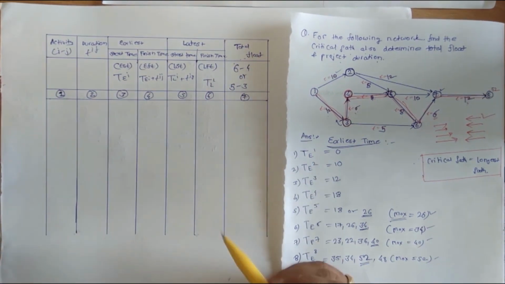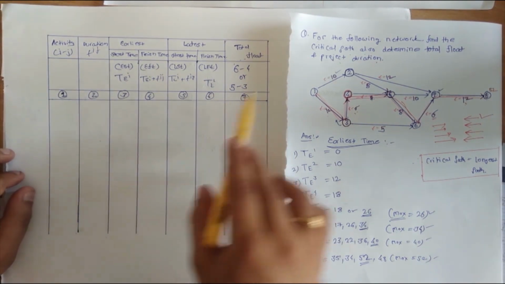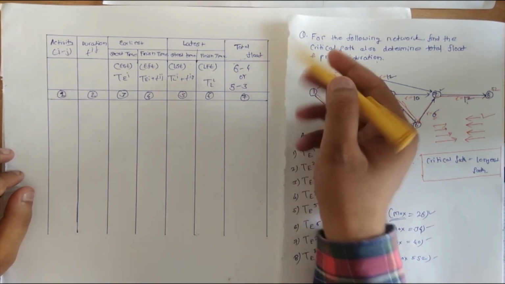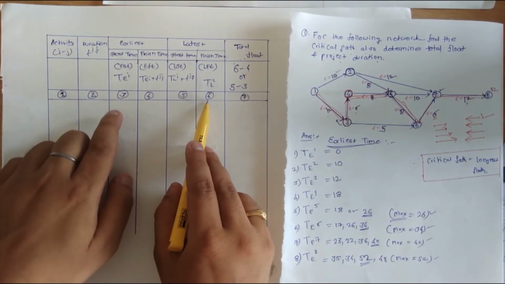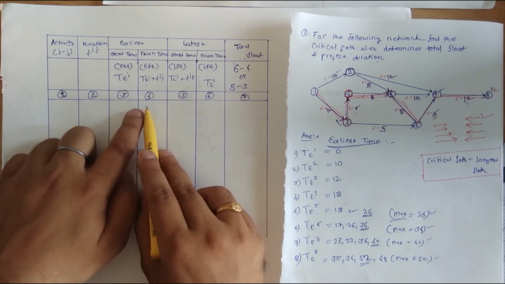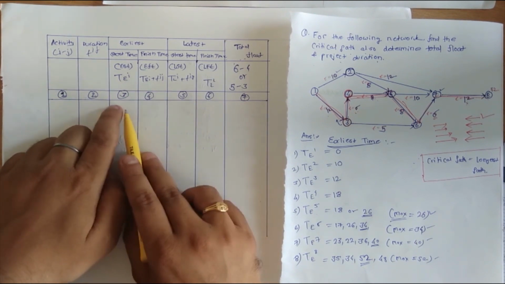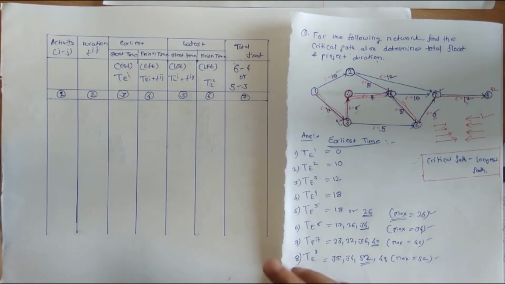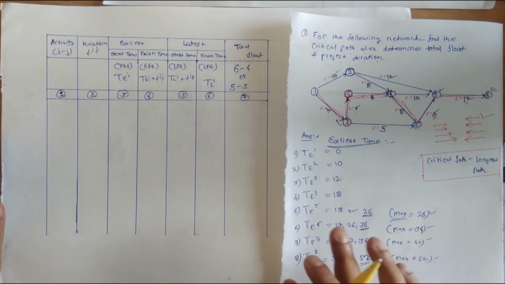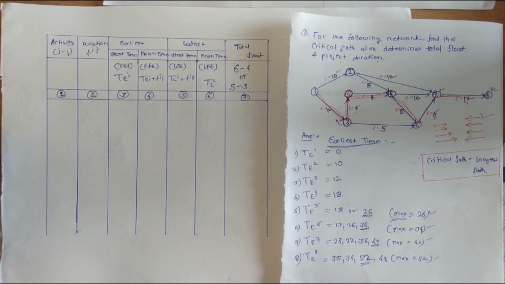This is one of the cross checks available in the numerical. For the total float calculation, you can calculate either the 6th column minus the 4th column, or the 5th column minus the 3rd. The value should become the same. If it is not, then you have made some mistake.